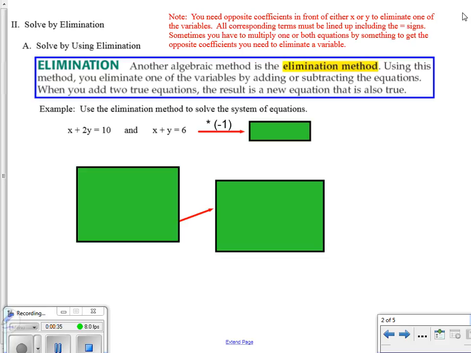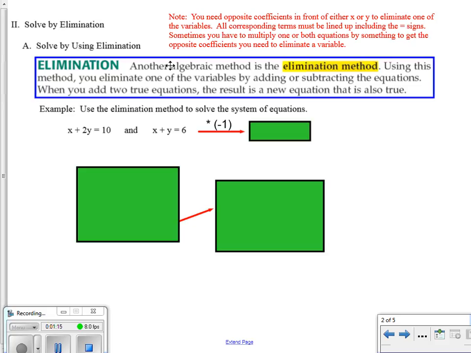So in this case, a special note, if you are looking at elimination, you need opposite coefficients in front of either x or y to eliminate one of the variables. All corresponding terms must be lined up, including the equal signs. Sometimes you'll have to multiply one or both of the equations by something to get the opposite coefficients you need if you're going to eliminate the variable. So what that means is if you're going to try to add or subtract the equations together, the number in front of the x or the number in front of the y has to be the same before you can start getting rid of them.